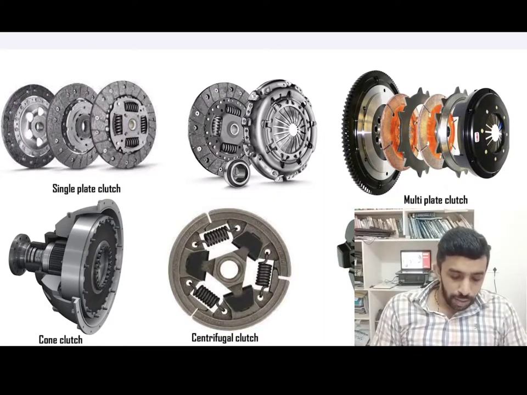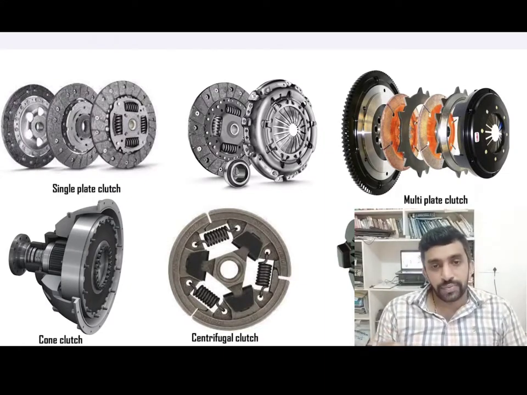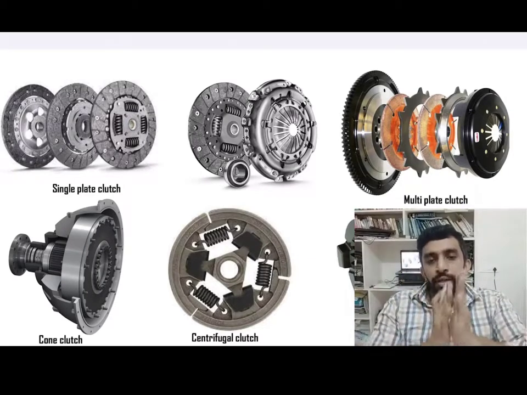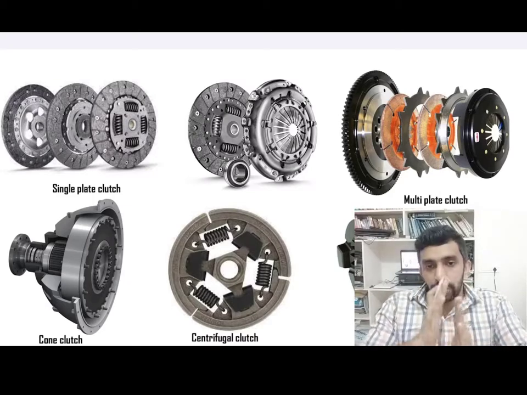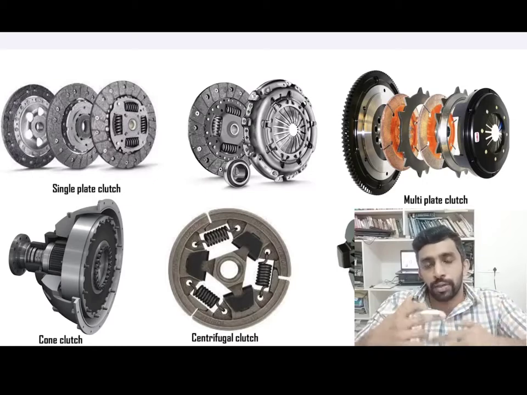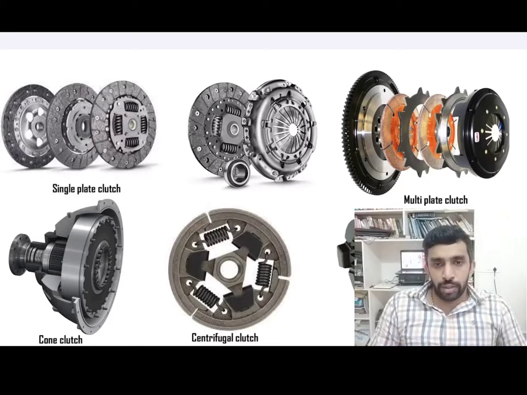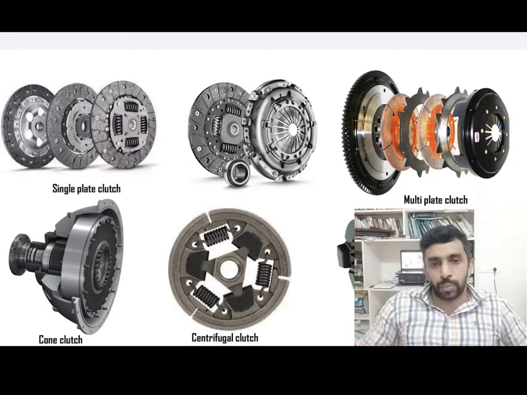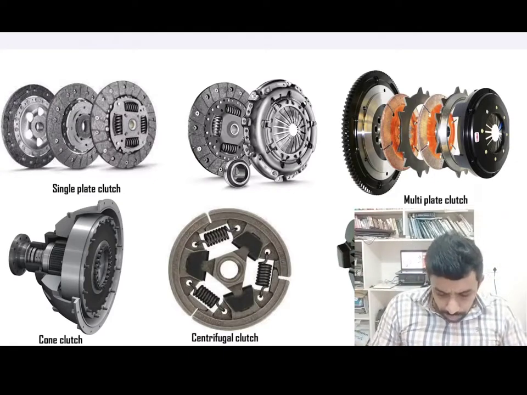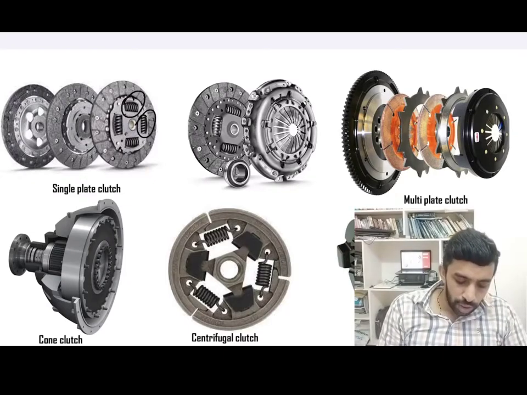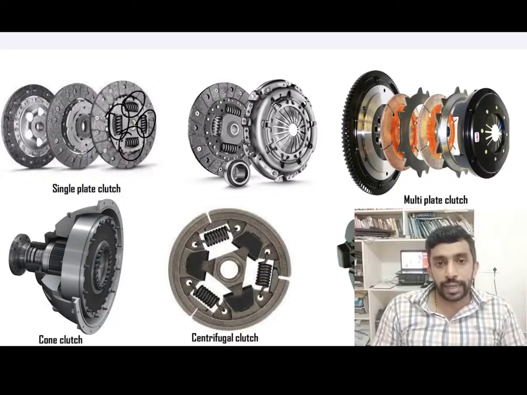Single plate clutch. In a single plate clutch, we have a pressure plate and a friction plate. The pressure plate rubs against the friction plate, and because of friction, the speed of these two surfaces will come into a match. That is how the speed of the driver side will be equal to the speed of the driven side.